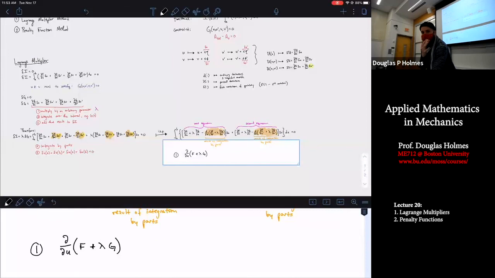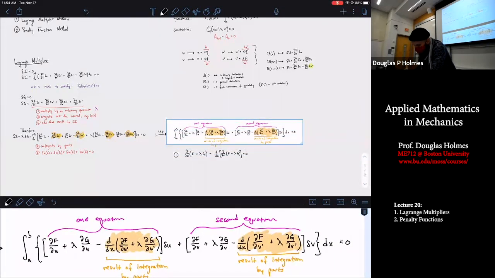all I've done is factor out that differential operator, minus d by dx times d by du prime of f plus lambda g. Again, I factored out a different differential operator here. This differential operator takes derivatives with respect to u prime. That's equal to zero. This is just the pink stuff that I put right here on this first one. I factored out this and this, and then this and this, to get here.